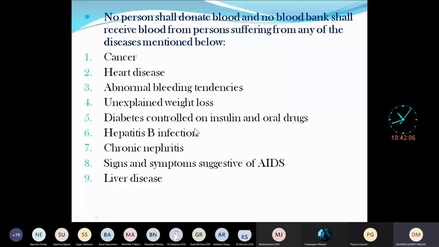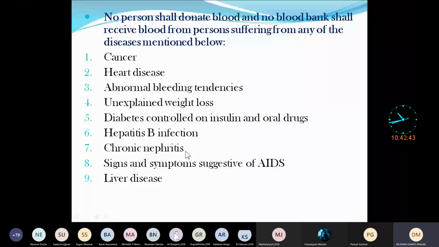And in case of hepatitis B infection, we will not take blood. In case of chronic nephritis also, we will not take blood at all. In case of signs and symptoms suggestive of AIDS, or an HIV positive person, we will not take blood. And in case of liver disease, there can be anything, isn't it? Hepatitis can be there, cirrhosis can be there, or carcinoma can be there. In all these cases, persons having these diseases should not give blood. So I'll repeat this slide once again.